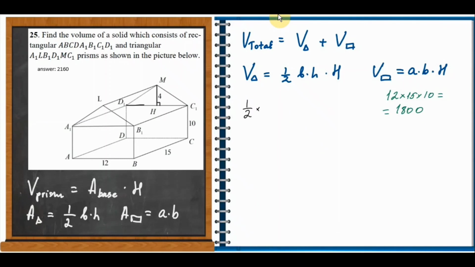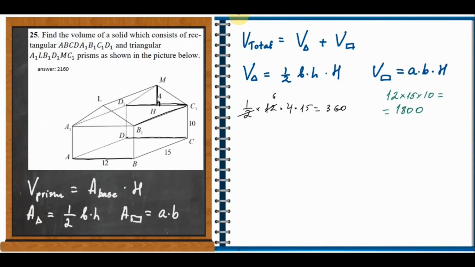Now the volume of the triangular prism will be 1/2 base times height. Here the base D1C1, in the triangle, is parallel to DC, and DC is parallel to AB, and AB is 12. So all of them are 12. The height of this triangle is given as 4, and the height of the prism is B1C1, which is 15. Now let's multiply them. Let's multiply 4 by 15, which is 60, times 6 is 360.